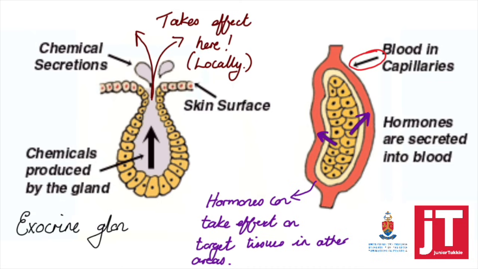So just to label them quickly, this side we have on the left, we have the exocrine gland, and on the right, we have the endocrine gland. And that's how we differentiate between these two glands of the endocrine system.